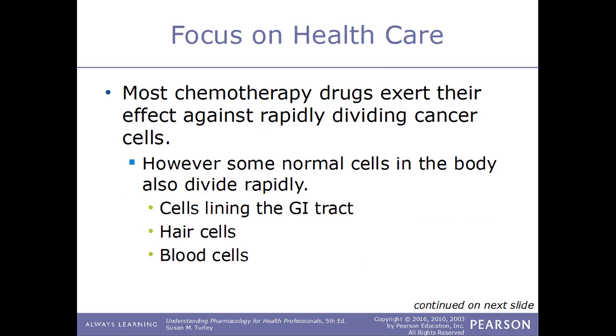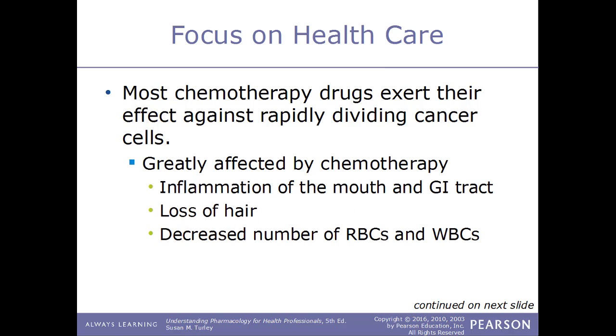Most chemotherapy drugs exert their effect against rapidly dividing cancer cells. However, there are some normal cells that we have in our body that also divide rapidly, including the cell lining of the gastrointestinal tract, hair cells, and blood cells. So those cells are greatly affected by chemotherapy drugs. So this can lead to inflammation of the mouth and also the GI tract, the loss of hair, and a decreased number of white blood cells and red blood cells.